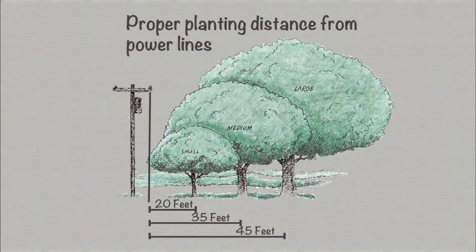For medium-sized trees that mature at a height of 35 to 50 feet, those need a little bit more room, giving them a minimum distance of 35 feet from the power lines. And then for our large trees that exceed 50 feet in canopy, we want to space those about 45 feet from the power lines. And what this will do is ensure that there's plenty of space for the full canopy to develop on that tree.